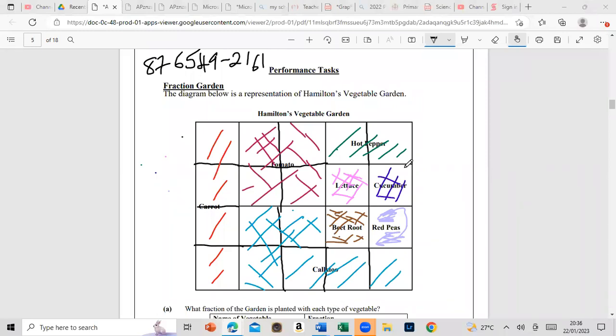Alright, so let us count how many in all, and that would be our denominator. So we have 1, 2, 3, 4, 5, and then we have 1, 2, 3, 4. So that should be 20. So we have 5, 10, 15, 20. So our LCM, our denominator rather, would be 20.